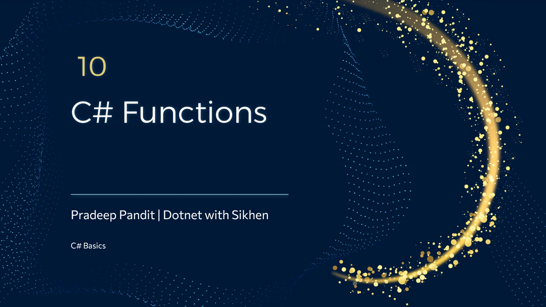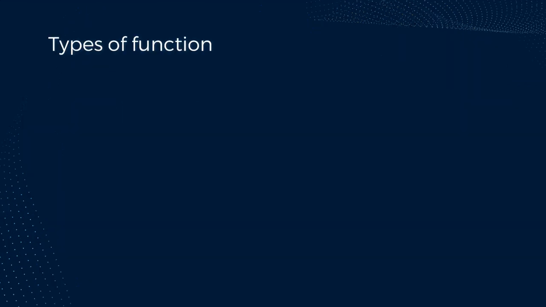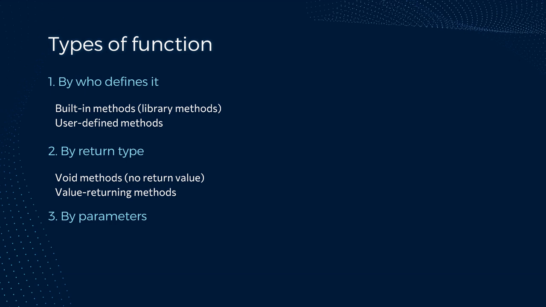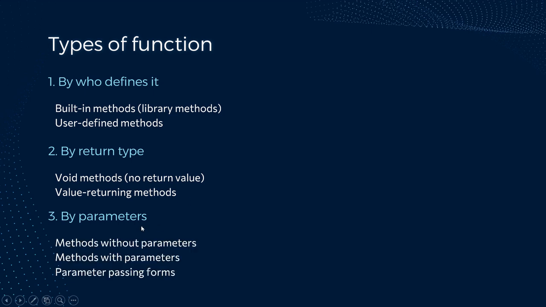And our today's topic is C# functions. So basically we are continuing this C# functions series. Here we have different types of functions, and today we will be discussing the functions related to return type, where we have void methods, which means no return, and value returning methods. And then we have the parameters: methods without parameters, methods with parameters, and parameter passing forms.